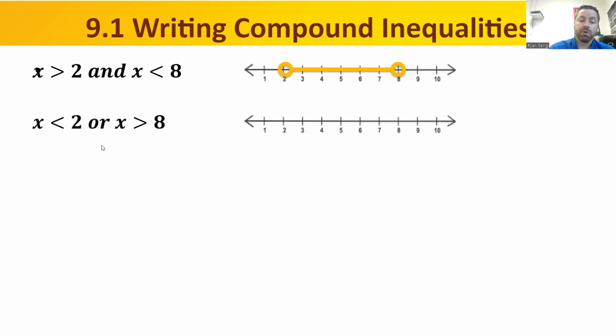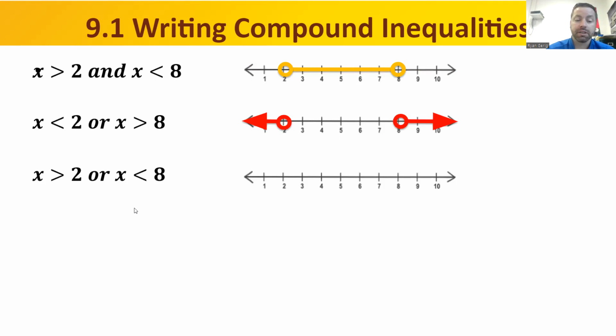Now, what happens if I do or? x is less than 2 or x is greater than 8. So x is less than 2, it's an open circle, shade to the left. x is greater than 8, open circle, shade to the right. So your solutions are going to be in one of these two shaded regions.